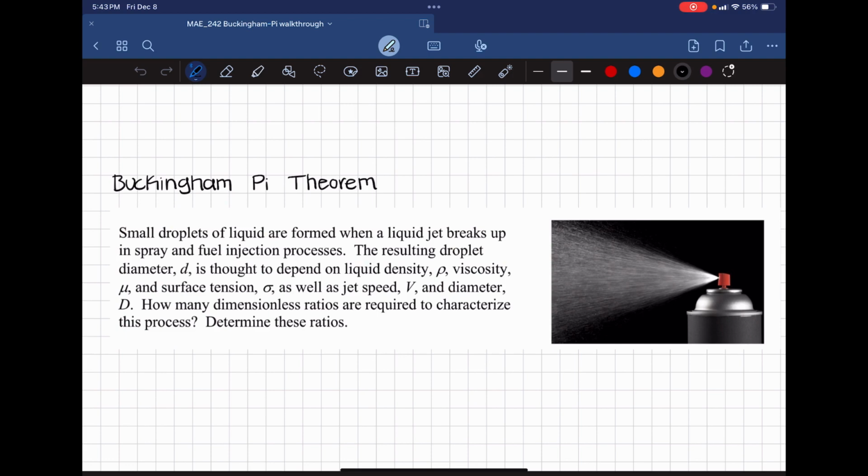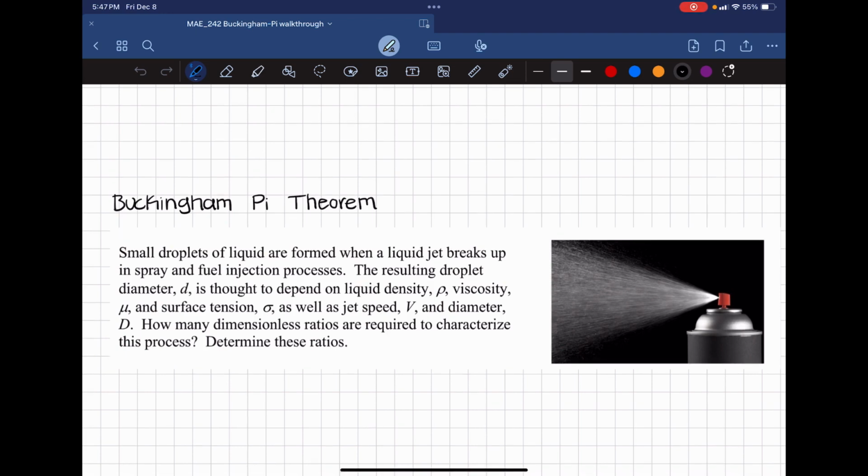The resulting droplet diameter, lowercase d, is thought to depend on the liquid density, rho, viscosity, mu, surface tension, sigma, as well as jet speed, v, and diameter, capital D. How many dimensionless ratios are required to characterize this process and determine these ratios?